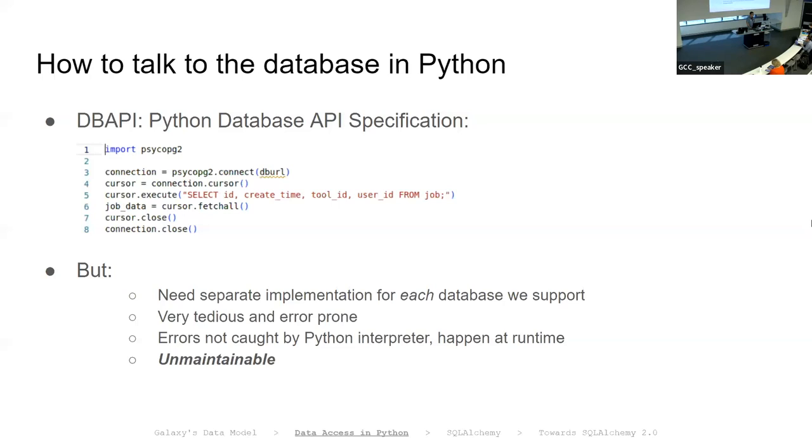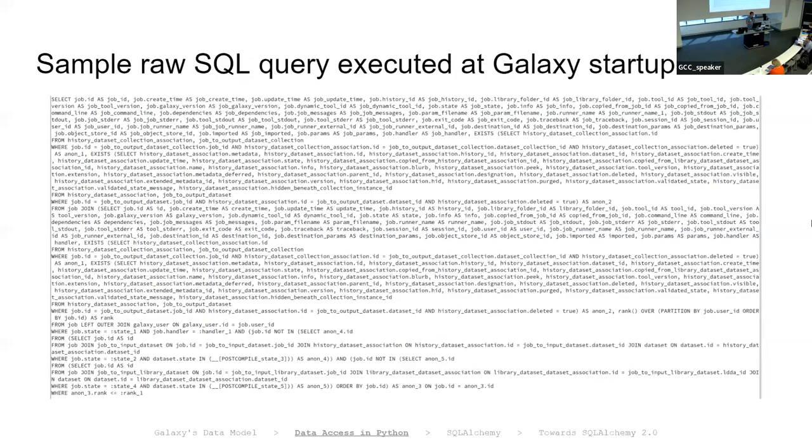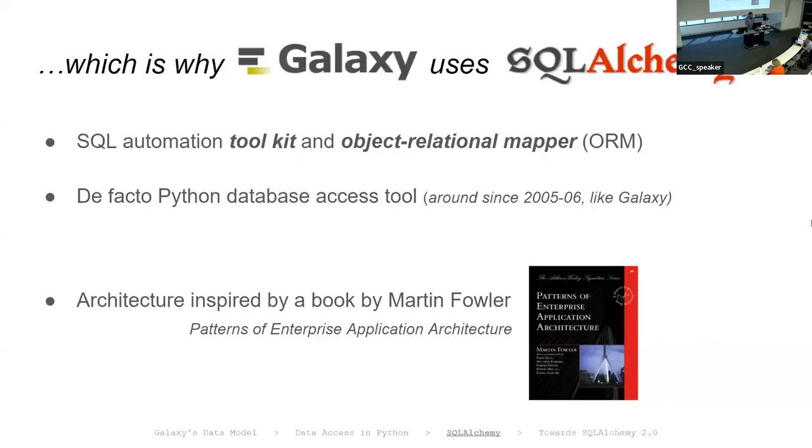Here is a sample of just one raw SQL query. We are not going to write this thing manually, and we have many, many queries like that, which is why we use a tool. And the tool is called SQLAlchemy. It's a SQL automation toolkit and an object relational mapper. It is the Python data access tool that's been around for a long time, since 2005 or 2006, which makes it as old as Galaxy. Its architecture is very theory-based, and if anyone really wants to understand how SQLAlchemy works, I would encourage them to take a look at this book before looking at the extensive documentation.